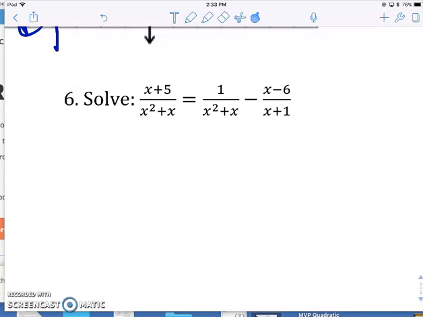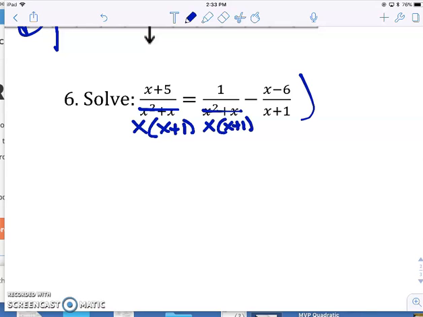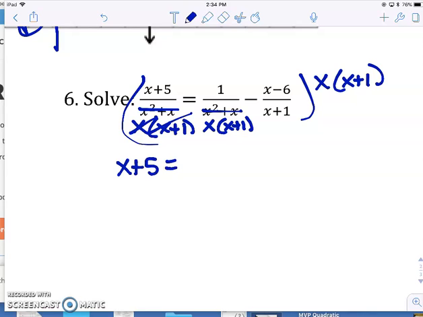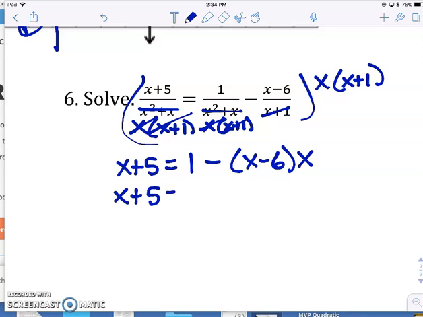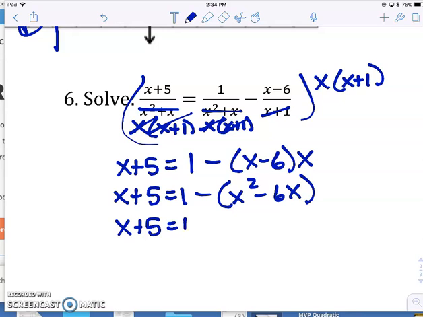The next one, again, we have to factor first. So this is x times x plus 1. This one's the same thing. So when we fraction bust, we're multiplying by x times x plus 1. So in the first fraction, they both reduce out, so it's x plus 5. Second fraction, they both reduce out, so it's 1 minus x plus 1 reduces out, so x minus 6 times x. So we have x plus 5 equals 1 minus, this would be x squared minus 6x. So x plus 5 equals 1 minus x squared plus 6x.